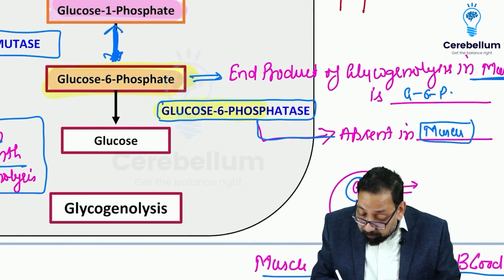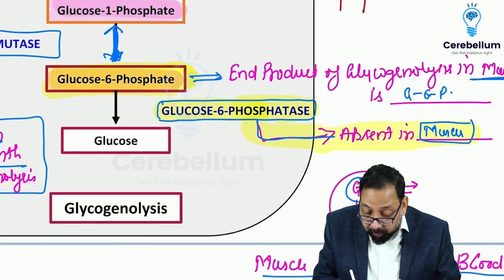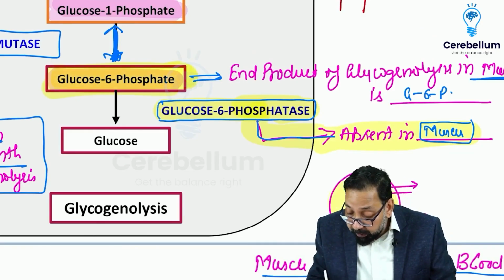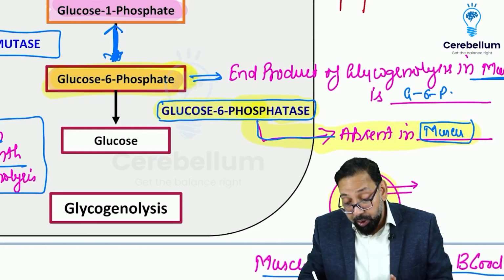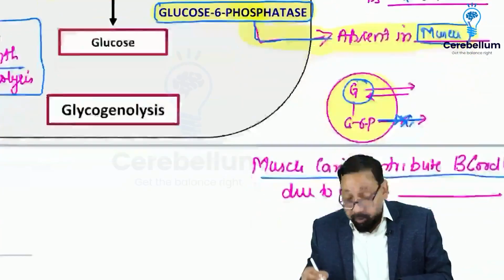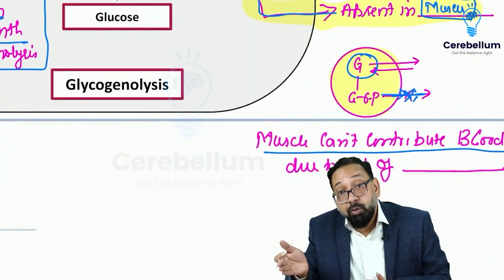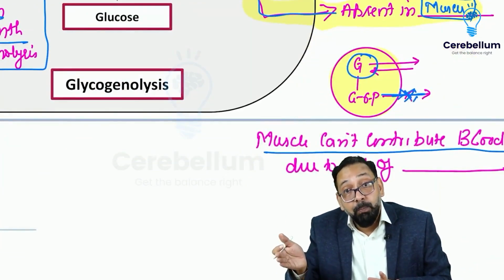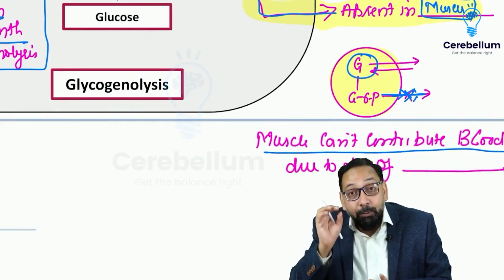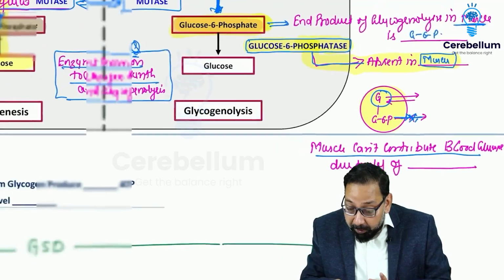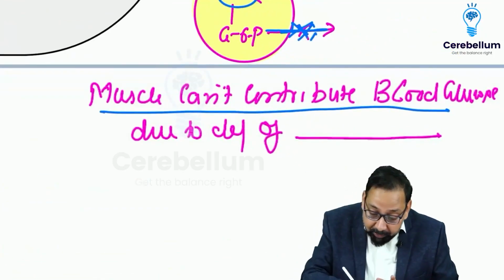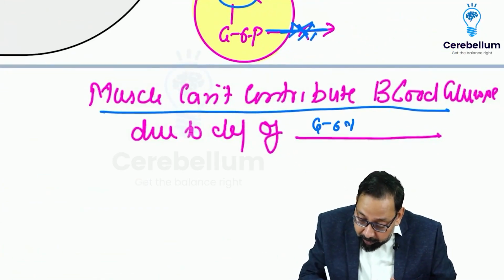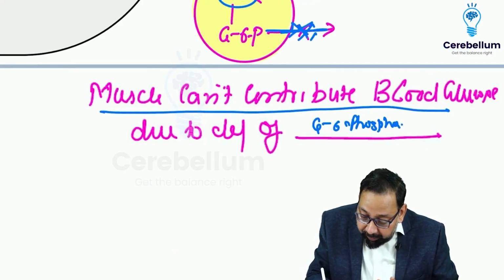This glucose 6 phosphatase is absent in muscle. That's why the end product is glucose 6 phosphate. Glucose 6 phosphate can't come out of the muscle cell to blood. So that's why muscle glycogen can't contribute to blood glucose, due to deficiency of glucose 6 phosphatase.